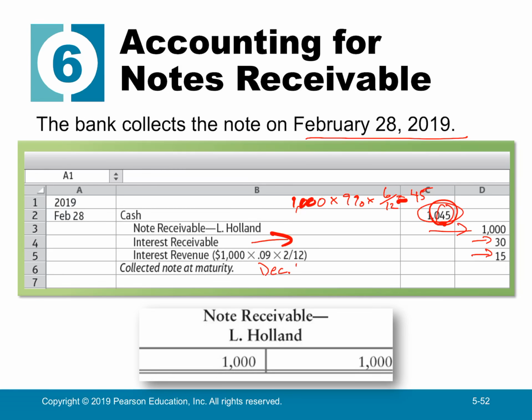You closed the books December 31st. Now we're 2 months later, February 28th, so you're calculating $1,000 times 9% times the 2 months, January and February. So you can see this note receivable from L. Holland, you had a debit of 1,000, you credit it for 1,000, we've written it off. The person paid us back.